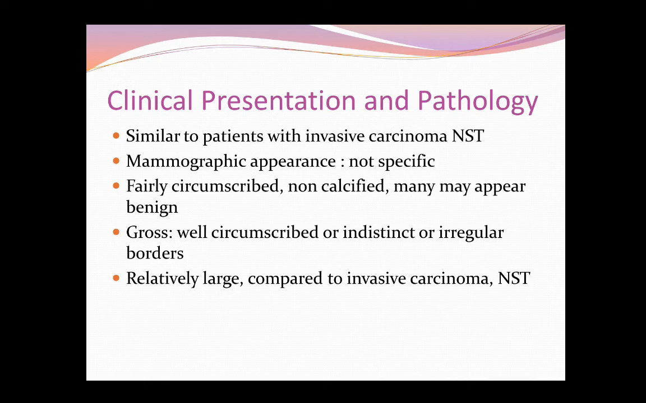And there are some authors who suggested that when they studied this metaplastic carcinoma, the lesions which had circumscribed and speculated margins corresponded to the mesenchymal spindle cell and the invasive epithelial components respectively. Grossly, these lesions can be well circumscribed, or can have indistinct or irregular borders. They are relatively large in size compared to the invasive carcinoma of non-specific type when they are detected.